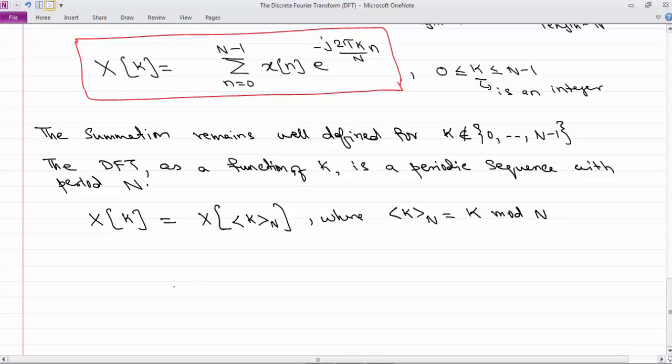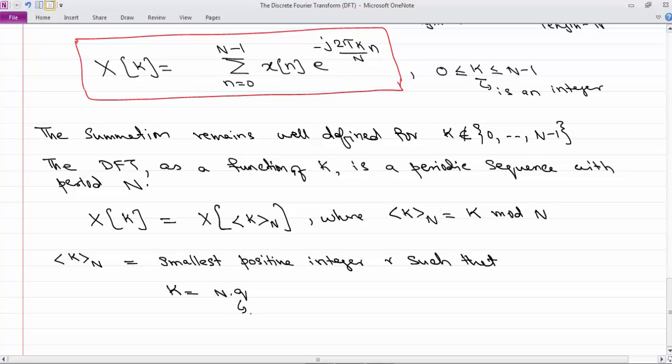So just to remind you, if you don't know the formal definition of mod, k mod n is the smallest positive integer r such that the following holds. You can write k equals n times some other integer, which can be positive or negative, plus r. Okay.